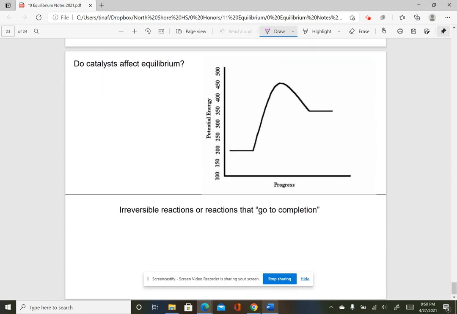Do catalysts affect equilibrium? So guys, I have a potential energy diagram here, and I want to remind you how a catalyst changes this diagram, right? Not only does it lower the activation energy of the forward reaction, but if I was going to go in reverse, the activation energy is also lowered.